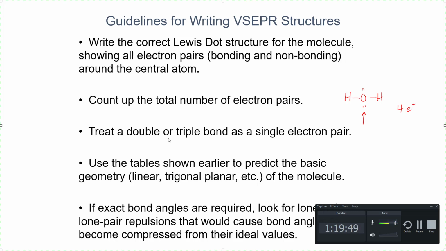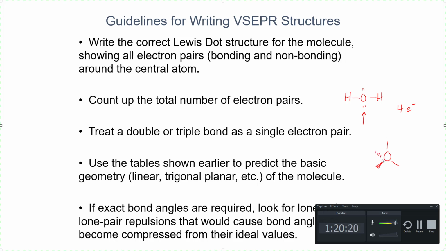The other thing we do is we treat a double and triple bond as if it was a single electron pair. We'll get to the reasoning for that in the next video where we deal with hybridization. Okay, so here is our next step, which is we use the tables before to predict what the basic geometry will be. 4 electron pairs means that the oxygen will have a tetrahedral geometry.